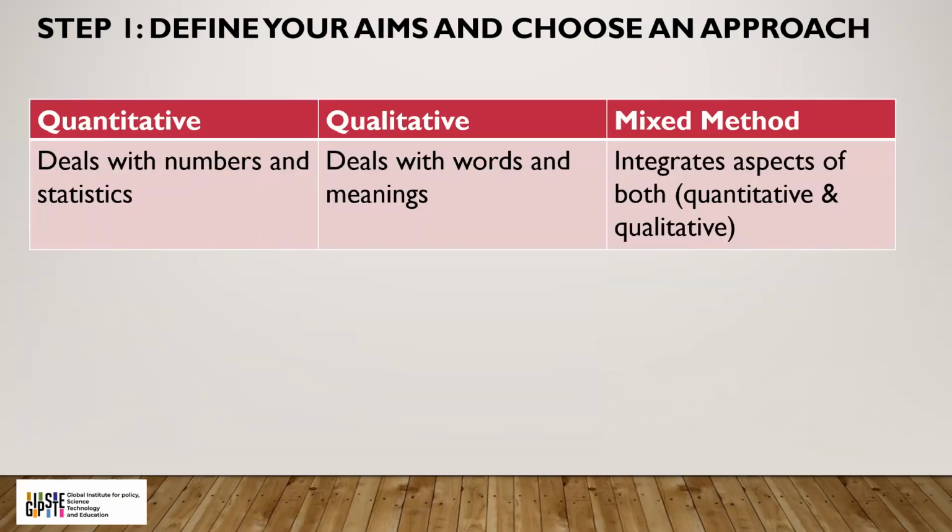All right. So first step is you define your aims and choose an approach. So in doing that, you will decide on whether to go by quantitative, qualitative or mixed method. And remember that quantitative studies deal with numbers and statistics, while qualitative study deals with words and meanings. And mixed method is the integration of the two, that's the quantitative and qualitative.